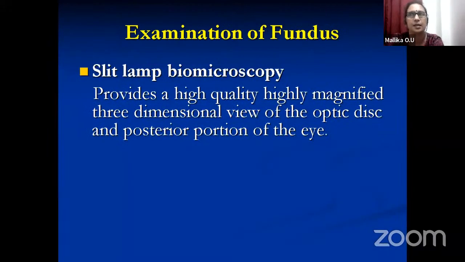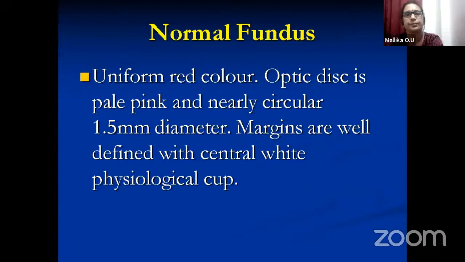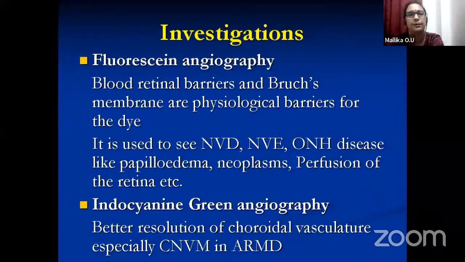And the third is slit lamp biomicroscopy with a condensing lens. I told you either plus 90 diopter or plus 78 diopter. It provides a high quality magnified image of the posterior pole, especially the optic disc and the macula. So I explained regarding the optic disc. A normal optic disc is pale pink, nearly circular or vertically oval, 1.5 millimeter. Margins are well defined with a physiological cup.